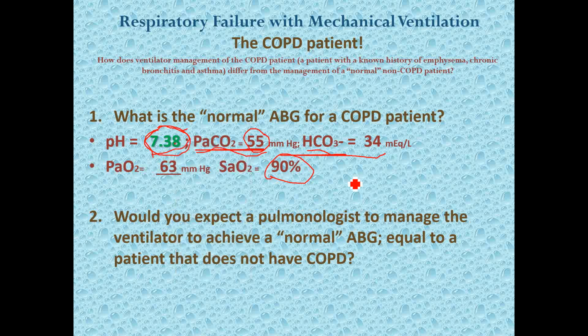And that's how the physician would manage the ventilator. They would manage looking at these criteria, because they're not going to try and get the CO2 down. As long as the pH is okay, then the patient is managed okay, and that's how the physician will manage this patient on a ventilator.